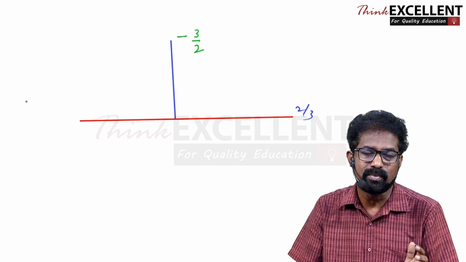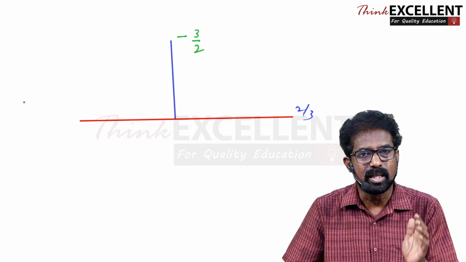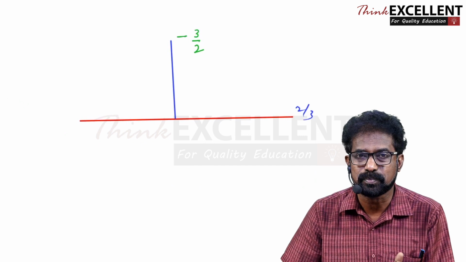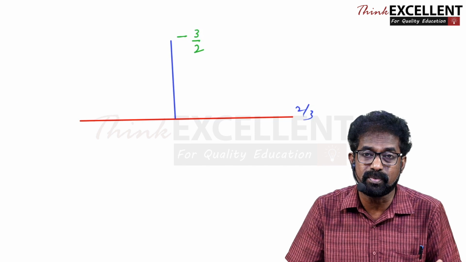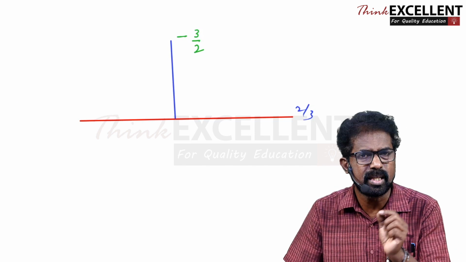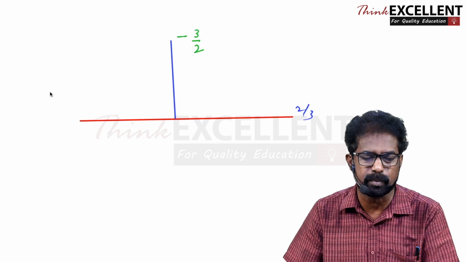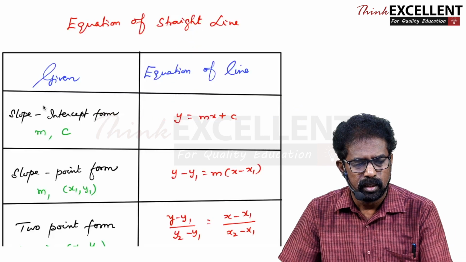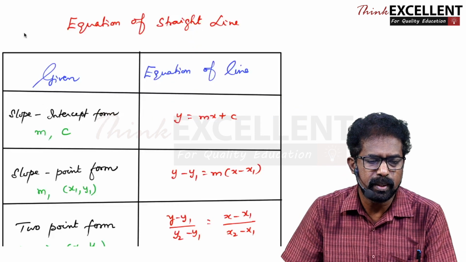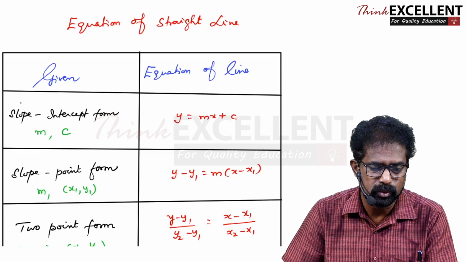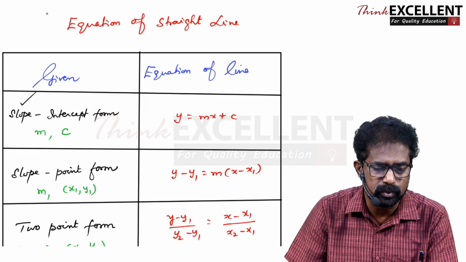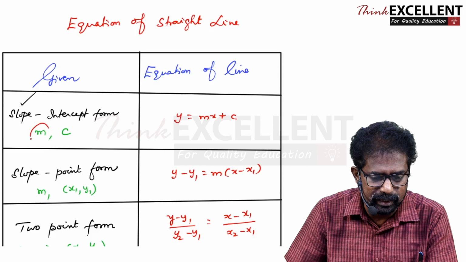Now finally we are going to study how to find the equation of a straight line. Here also we have different formulas, depending on the situation. Whatever is given, you must select the formula accordingly. Please listen. First one, slope intercept form. You know what slope is? Slope is given, you take it as m.